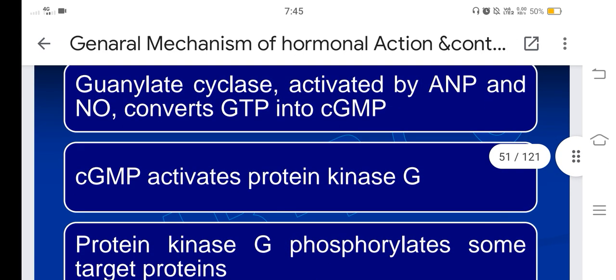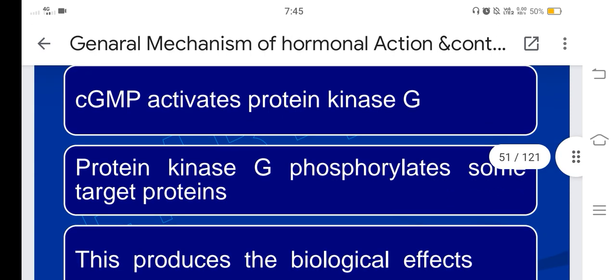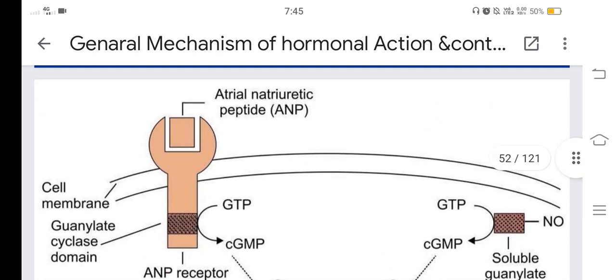Guanylate cyclase activated by ANP and NO converts GTP into cGMP. So cGMP activates protein kinase G. Protein kinase G phosphorylates some target proteins. This produces the biological effects.